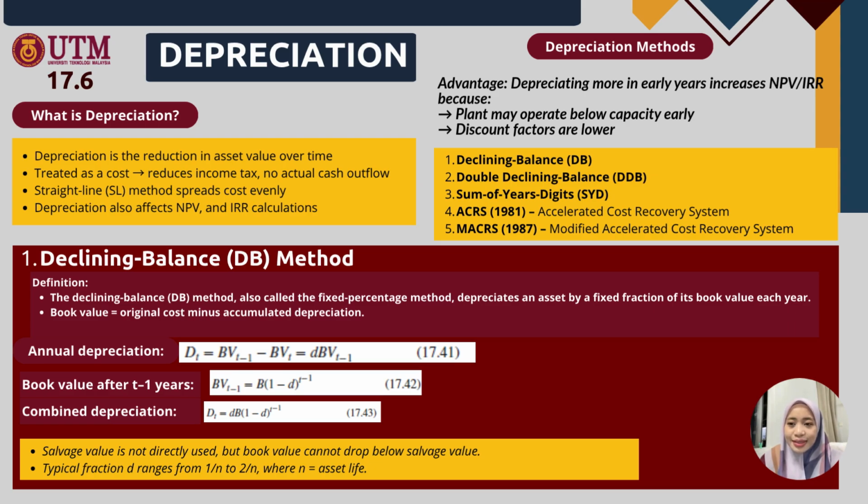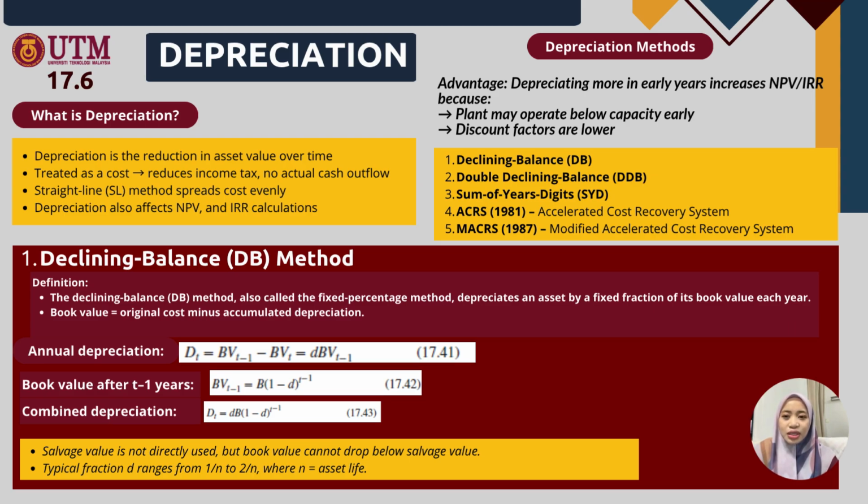Depreciation is the reduction in the value of assets over time. The company can treat depreciation as a cost which reduces income tax, even though no cash actually leaves the company. For simple profitability measures like ROI, the straight line method is usually used. This spreads the cost evenly over the asset's life and gives a snapshot of the project value, often in the third year. Depreciation also affects more accurate measures like NPV and IRR, which consider the time value of the money.